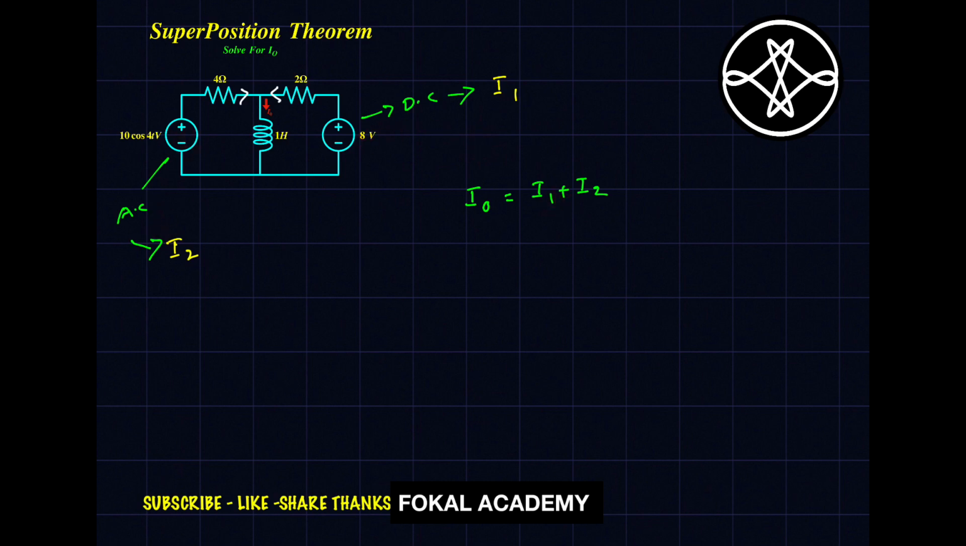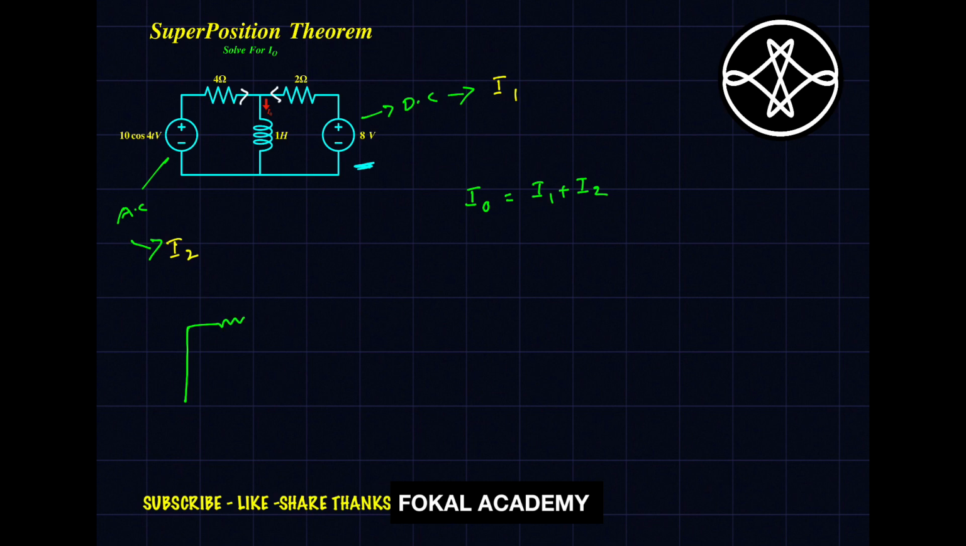Now how to find currents I1 and I2? According to the Superposition Theorem, whenever you want to find the contribution of current by any source, short circuit the voltage sources of the other sources, and open circuit any current sources. Here I am going to find the contribution for this DC source. The only other source is a voltage source, so it is short circuited. Make it a short circuit here.